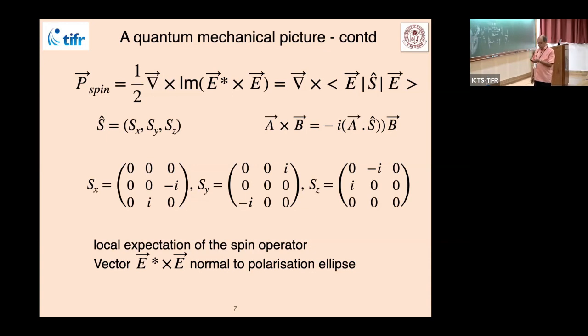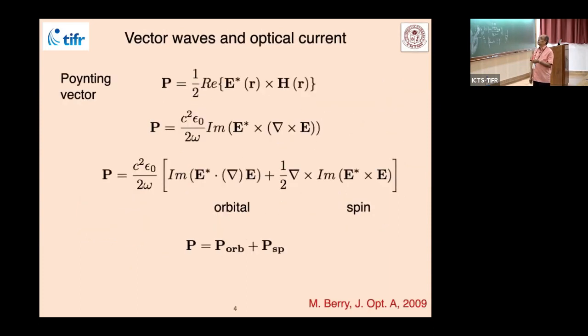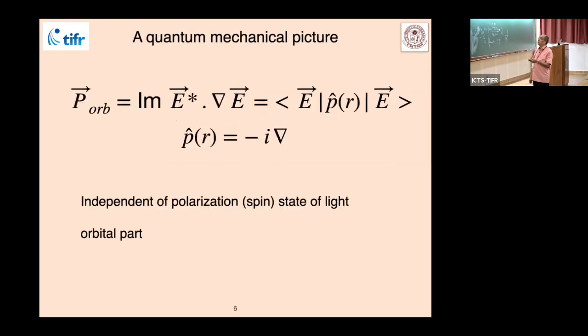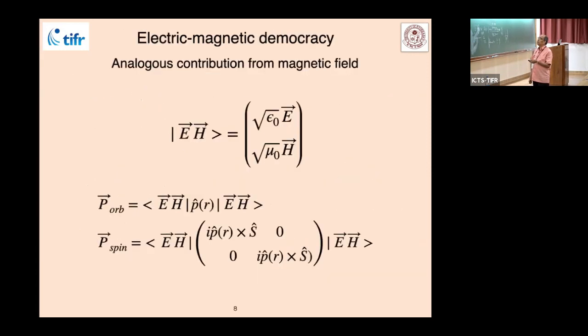Okay, now, by the way, when I wrote this slide, I could have done the same kind of exercise. Instead of writing H as curl of E, I could have written E as curl of H. So if I had done that, I'd have a similar kind of thing, but everything would be expressed in terms of the magnetic field. So that is what Berry calls the electric magnetic democracy. If you use this electric magnetic democracy, you have to add the magnetic field components. So that's what we do here.